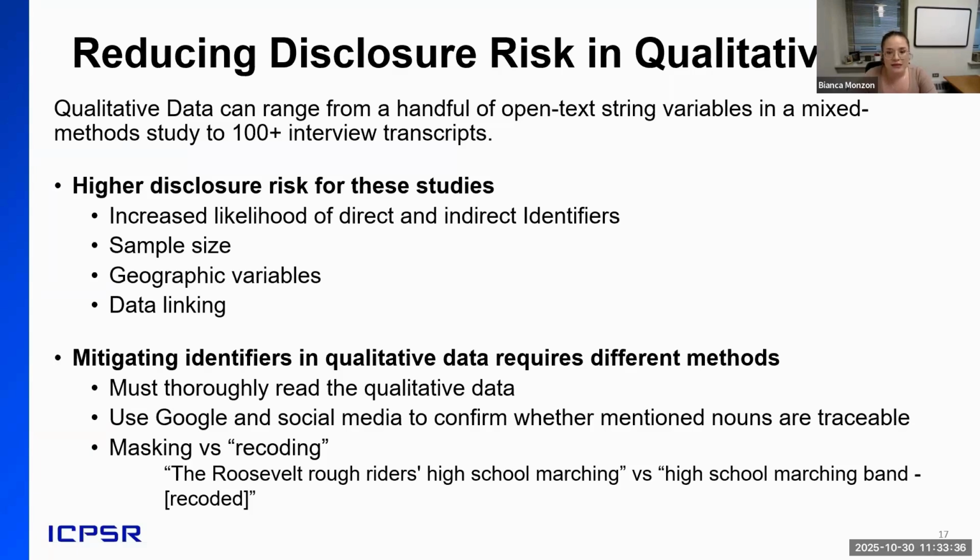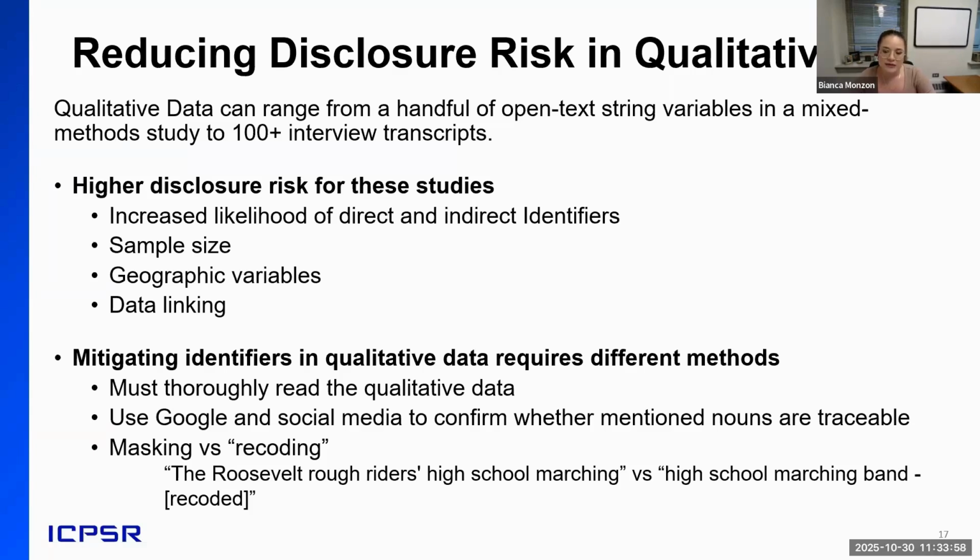Mitigating qualitative data is a tedious process that requires a close reading of all open-ended responses. It also requires investigating mentioned nouns to confirm that they cannot be traced back to a specific person, place, or organization. It's important to balance the need to protect respondent confidentiality with the need to maintain context for secondary users.